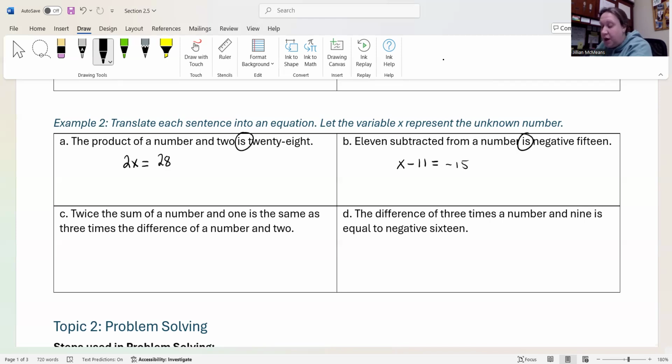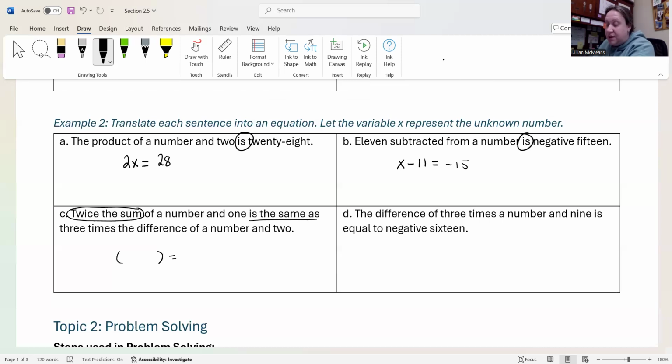All right? Part C, we have twice the sum. That means we're taking 2 times an entire sum. So we're going to go ahead and make sure we have a sum there, and we're going to use parentheses so we don't forget. So twice the sum of a number and 1 is the same as. Is the same as indicates our equal sign. And that's going to equal 3 times the difference of a number and 2.